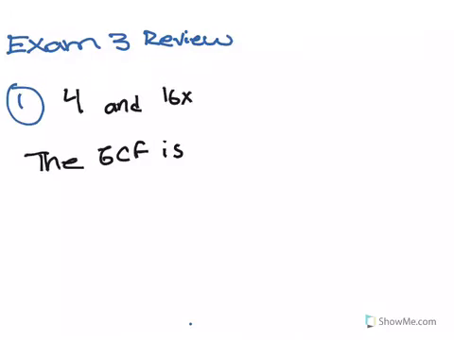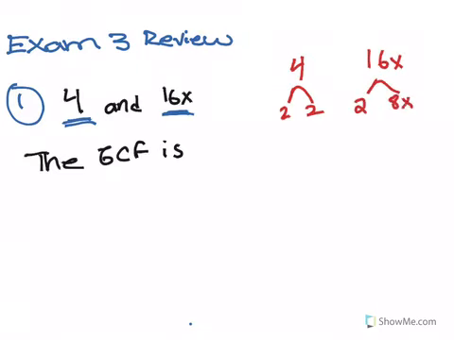Exam 3 review. Question number 1 says, find the greatest common factor of the given list of monomials. So we have 4 and 16x. They want us to find the GCF. So let's break down 4 first. 4 is 2 times 2. 16x is 2 times 8x, we can say. 2 times 4x, 2 times 2x.